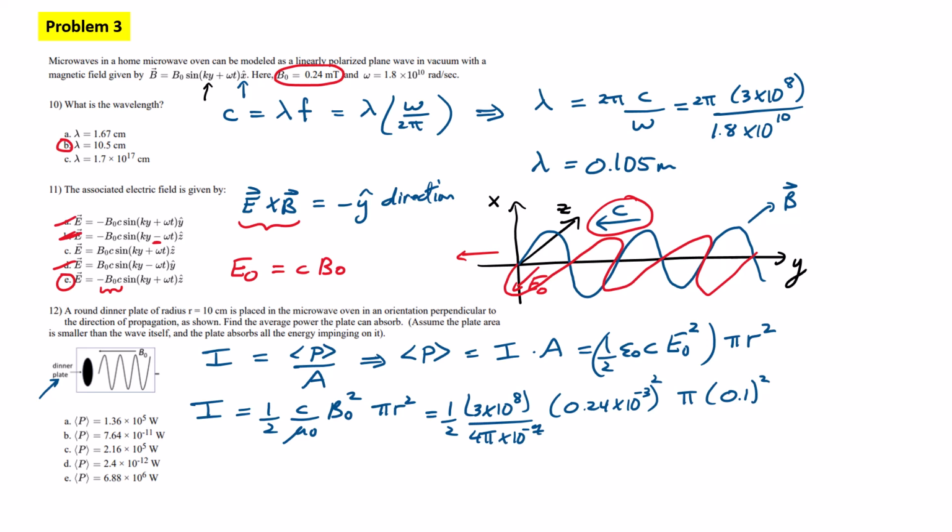All right, oh, this is not intensity. I'm so sorry about this. This here should be my power, our average power. Let me correct that right here.